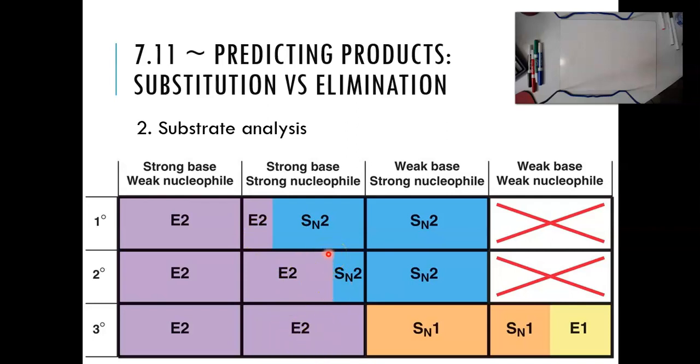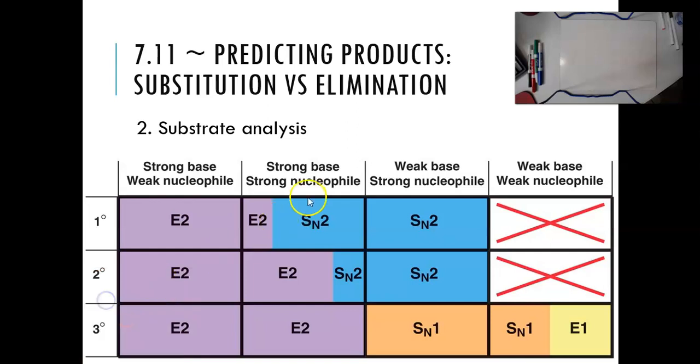SN2 is very susceptible to steric hindrance. So when we have a primary substrate, the SN2 will be our major pathway or our major product because there's less steric hindrance. But then as we go to a secondary, we have a little bit more steric hindrance, so now the E2 pathway has taken over.